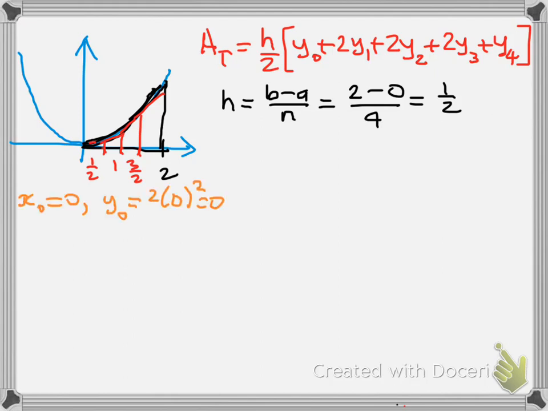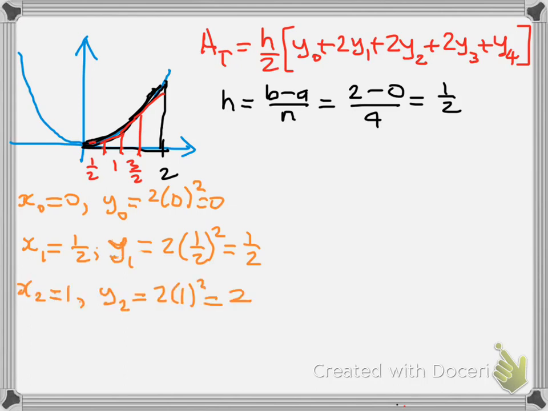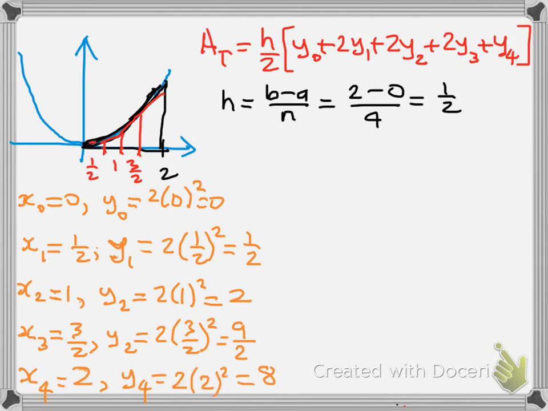And then we need to figure out their corresponding y values using the function we have been given, f of x is 2x squared. So if x sub 0 is 0, y sub 0 is 2 times 0 squared, which is 0. And then x1 is 1/2, so y1 is 2 times 1/2 squared, which is 1/2. x sub 2 is 1, so y sub 2 is 2 times 1 squared, which is 2. x sub 3 is 3/2, y3 is 2 times 3/2 squared, which is 9/2. And finally, x4 is 2, and y4 is 2 times 2 squared, which is 8.